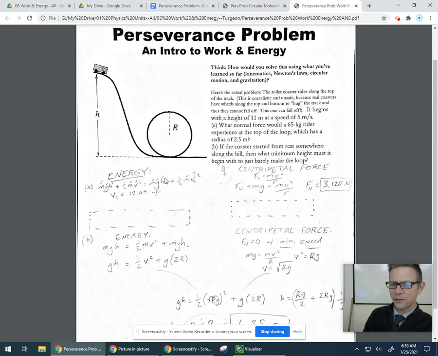I checked off every quantity we knew, and then I put a little question mark because we didn't know the velocity. The centripetal force, at that point, you have two forces going down, normal force and weight. Therefore, the centripetal force is the sum of those two. When you plug in the numbers and solve for Fn, you get 3,120.